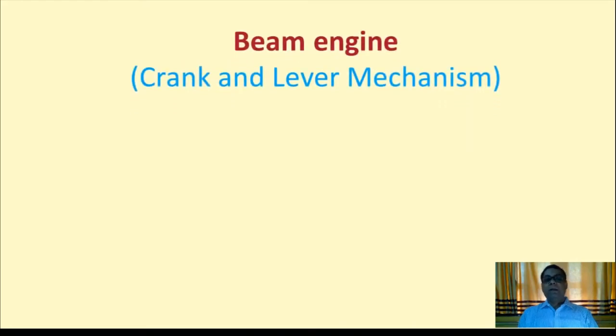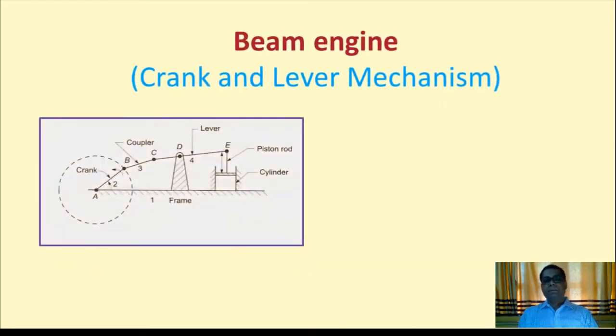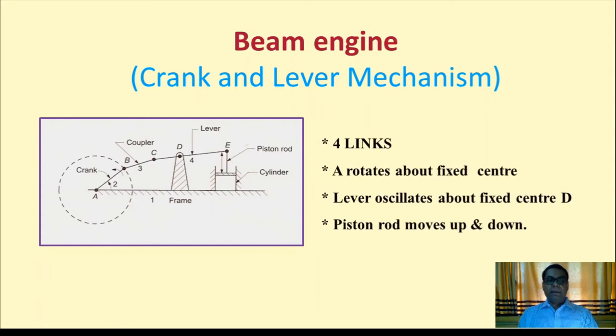First, the beam engine or crank and lever mechanism. In the given figure you see that AB is a crank, BC is a coupler, CE, which is also connected at point D, is called the lever, and then E is vertically connected with a piston rod, and the piston rod is inserted inside a cylinder.